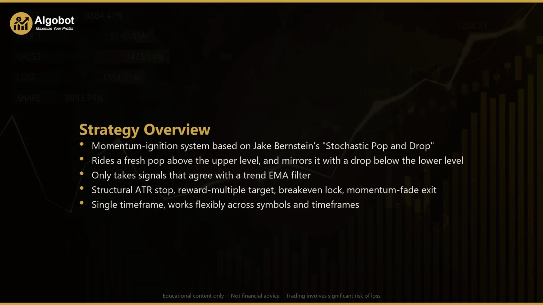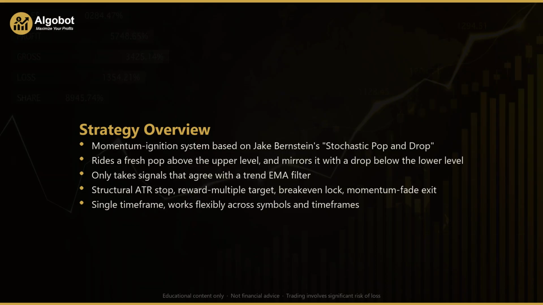Stochastic Pop Momentum is a momentum ignition strategy inspired by Jake Bernstein's concept known as the stochastic pop and drop. Now, most traders learn that when the stochastic oscillator climbs above 80, the market is overbought and due to fall, and when it sinks below 20, it's oversold and due to bounce. Bernstein observed that at the exact moment of the crossing, the opposite is often true.